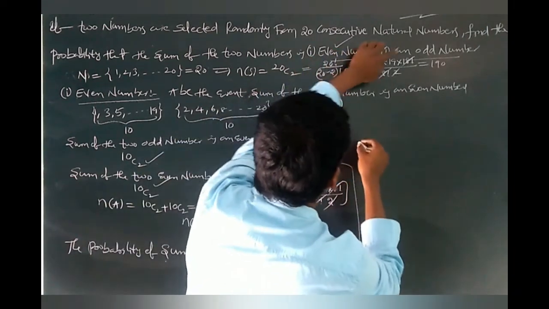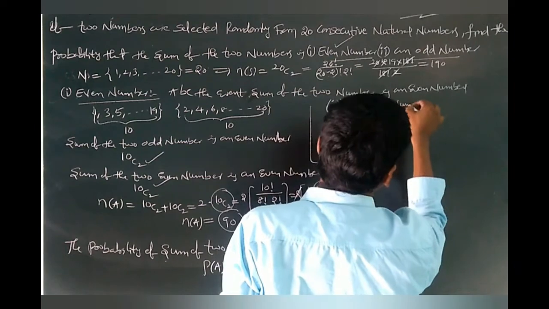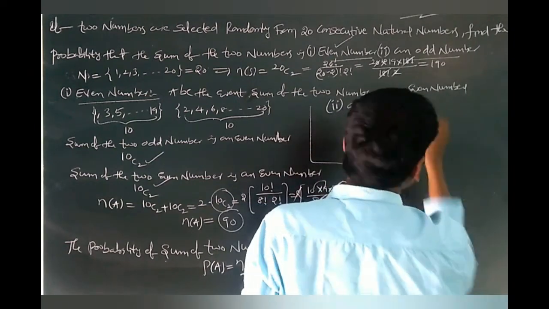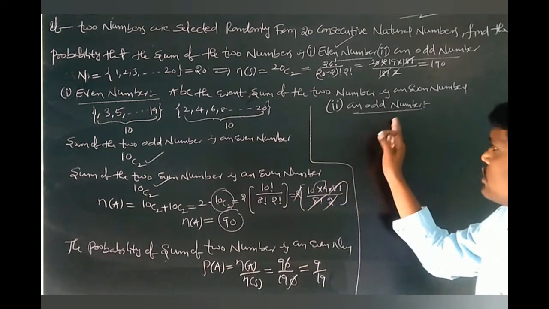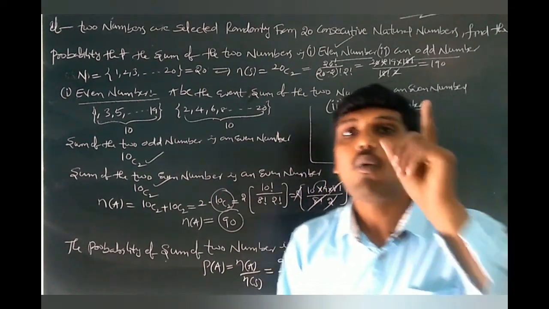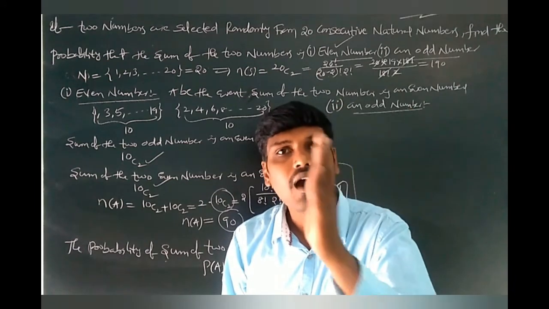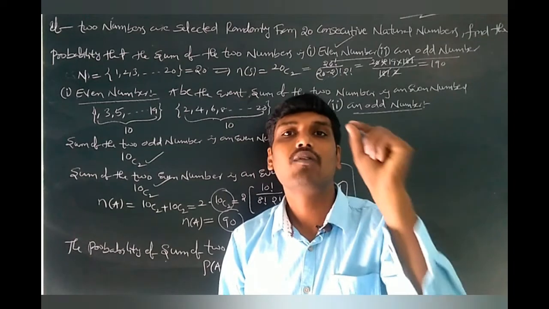What is the second one here? The second one is the odd number. The sum of the two numbers being an even number is completed. Now the sum of the two numbers equals an odd number. The sum of one odd number and one even number is equal to an odd number.